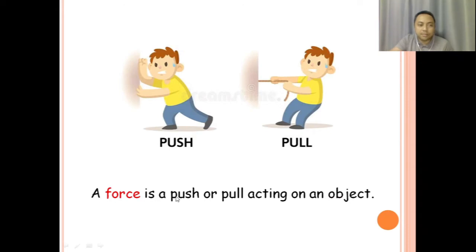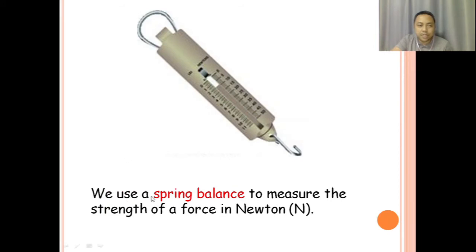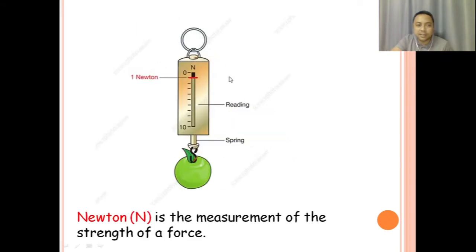A force is a push or pull acting on an object. This is a pushing force, and this one here is a pulling force. We use a spring balance to measure the strength of a force in Newton. So this is a spring balance. Newton is the measurement of the strength of a force. Therefore, Newton is the unit in measuring the strength of a force.